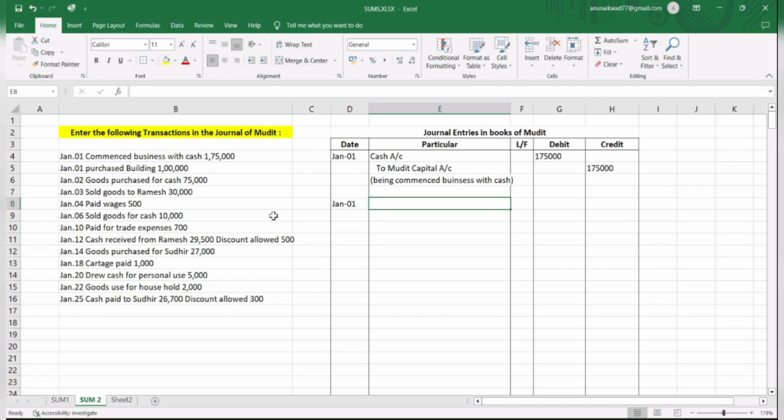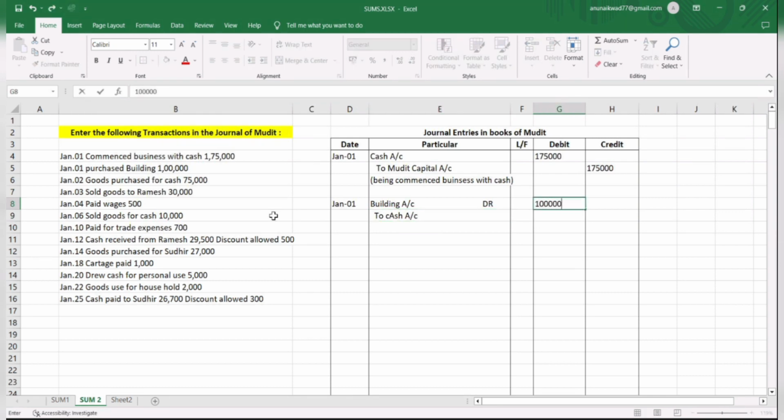Next event took place on Jan 1, purchased building. Building is an asset and we are purchasing it for cash. We know that here it will be building account debit to cash account for 1 lakh rupees, being building purchased.